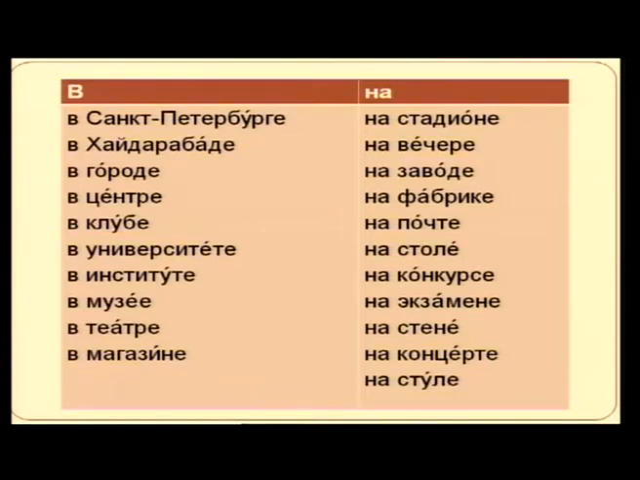Please pay attention once again. В Санкт-Петербурге, в Хайдарабаде, в городе, в клубе, в университете, в институте, в музее, в театре, в магазине. Here we have seen how the preposition в is used with several nouns. Now we will discuss the usage of на with certain nouns, and you can remember them and use them accordingly whenever you use this preposition with these nouns.